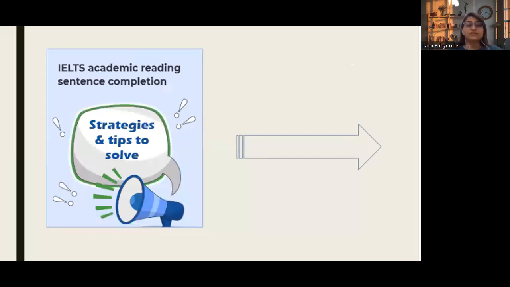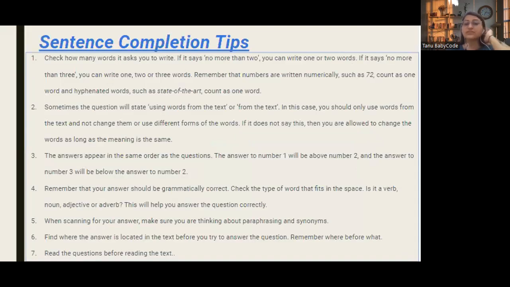Let's move forward to some of the strategies and tips required for sentence completion questions. What are the tips you need to know while solving sentence completion? First, check how many words it asks you to write. That means, what is your word limit? What are the instructions regarding your word limit? If it says no more than 2 words, then you can write either 1 word or 2 words. If it says no more than 3, you can write 1, 2, or 3 words.